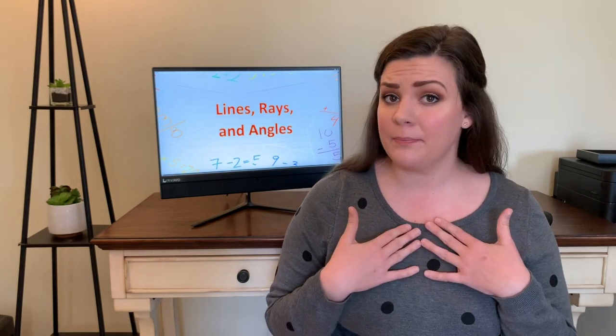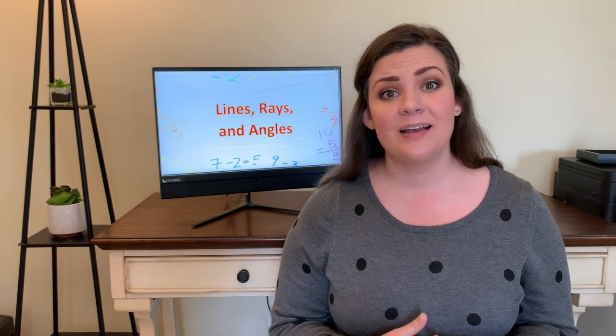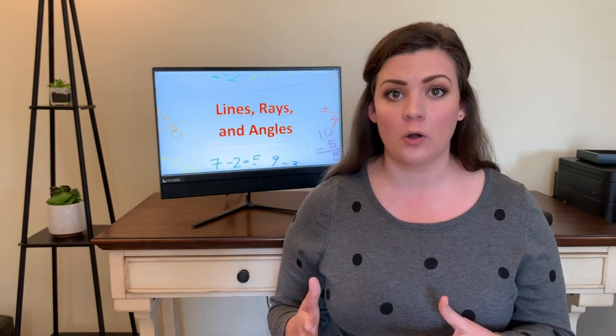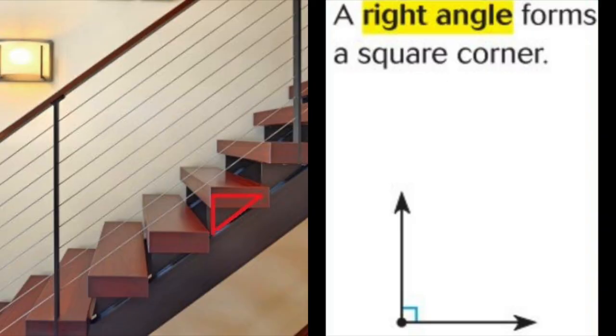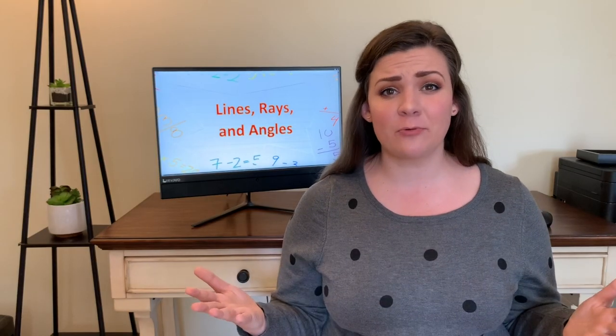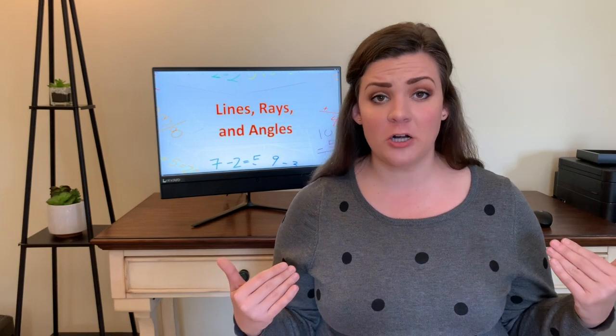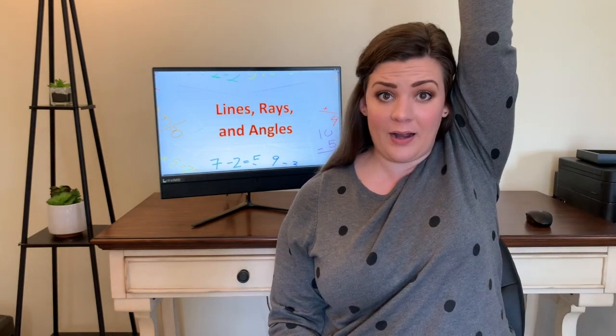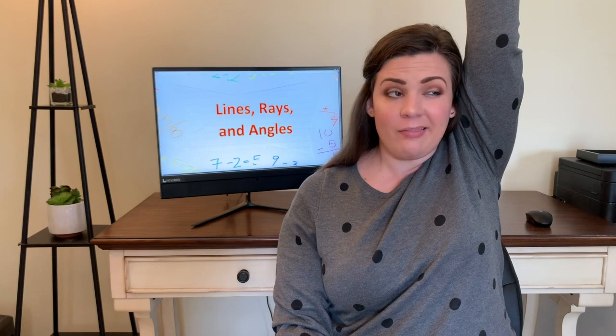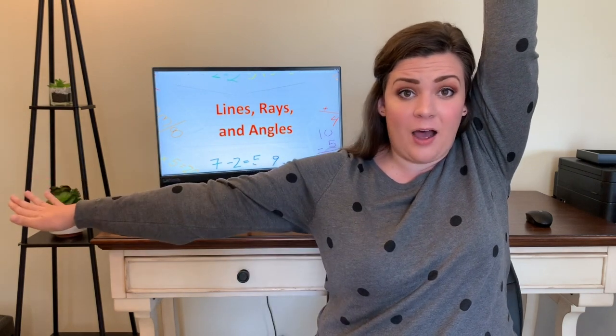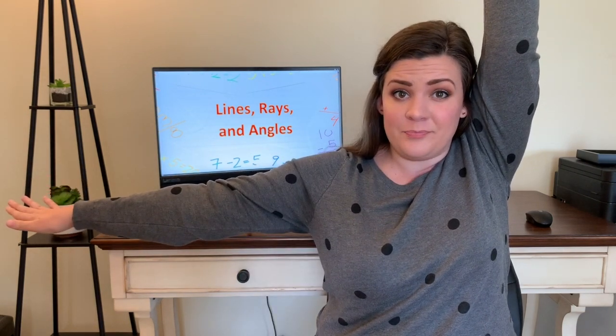Right angles, in my opinion, are one of the easiest ones to spot. They create a square corner, or a 90-degree angle. Now let's make a right angle with our arms. First, I want you to put one arm straight up right beside your ear, and then take this other arm and put it straight out. Can you make a right angle?